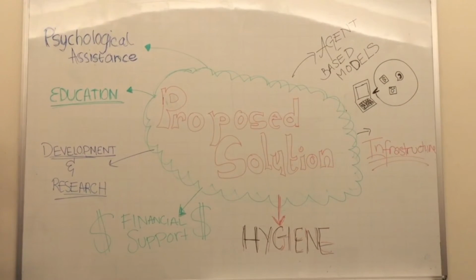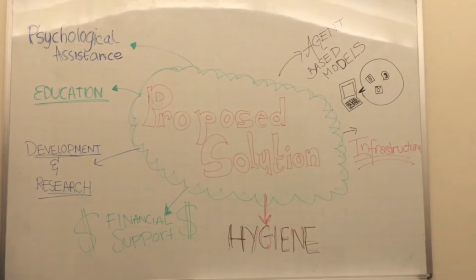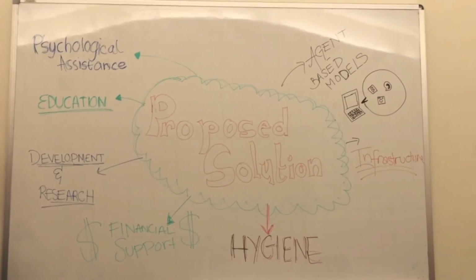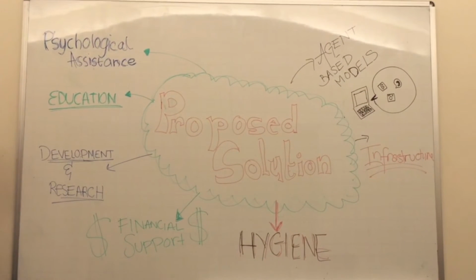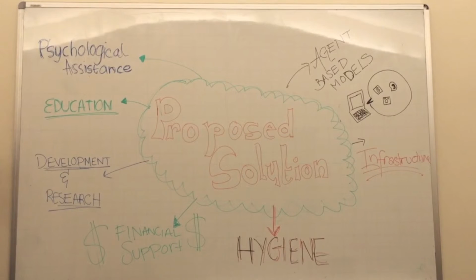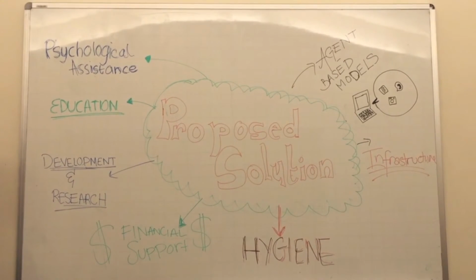Third factor is development and research. The government of Qatar should invest substantial amounts in order to identify new technologies or cures that can be used in order to reduce the spread of Ebola or eliminate the disease.